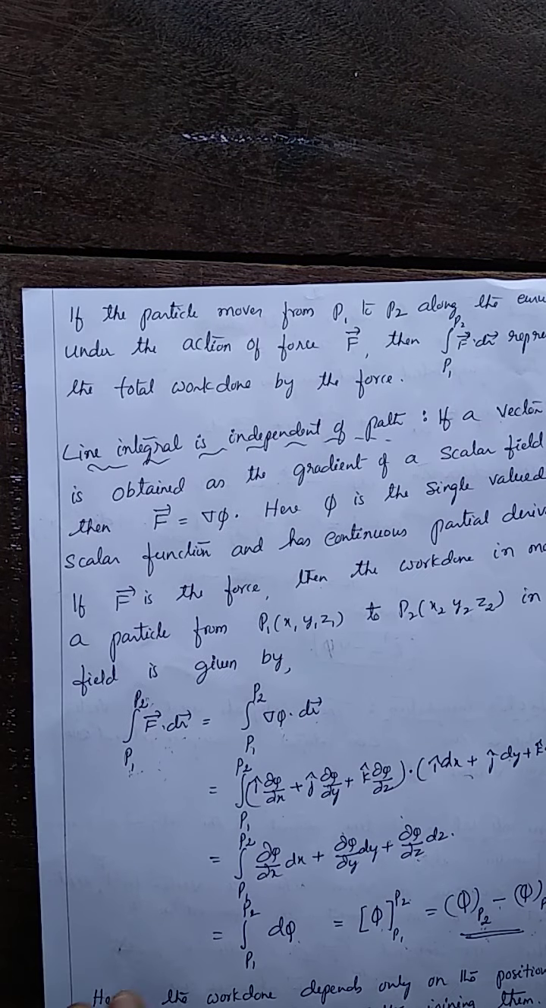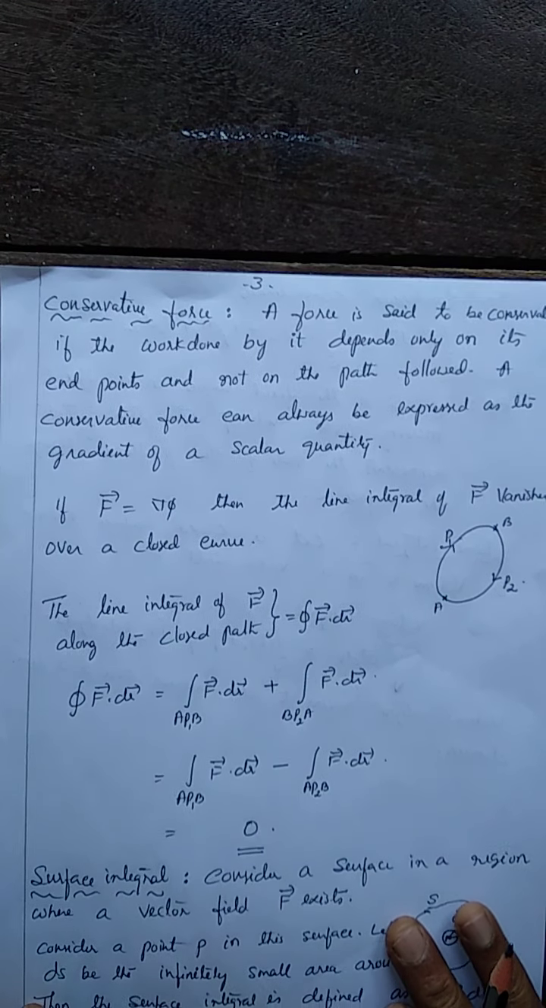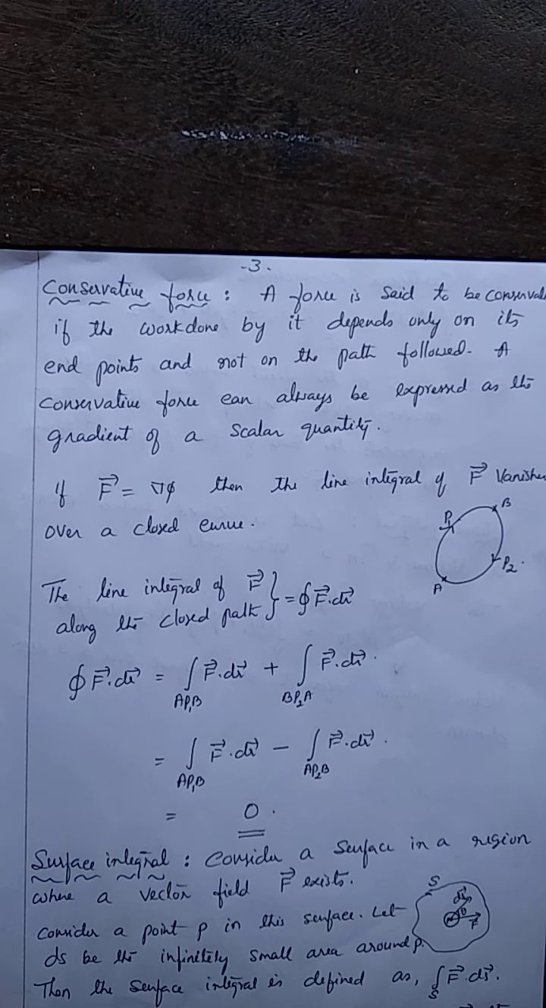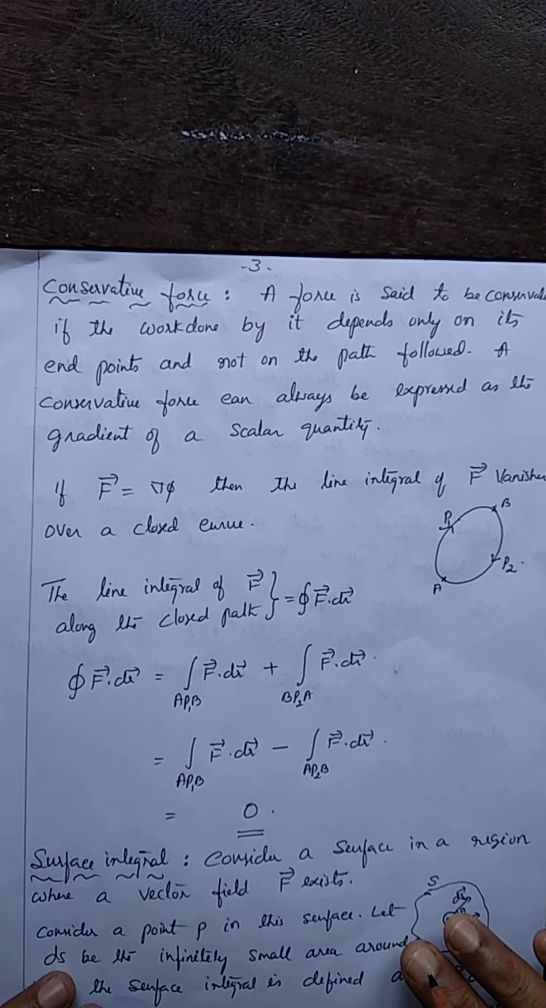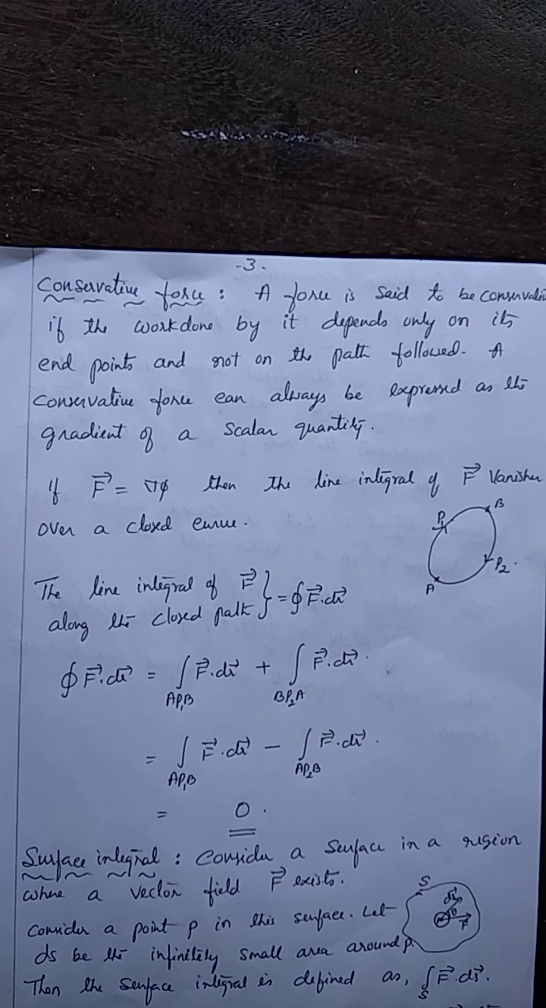Suppose the vector field is a force field, and let the force be a conservative force. What do you mean by a conservative force? A conservative force is nothing but the force whose work done is independent of the path followed by the particle. The work done by the force is independent of the path taken by the particle. It depends only on the initial and final positions of the particle. Such a force is called a conservative force.